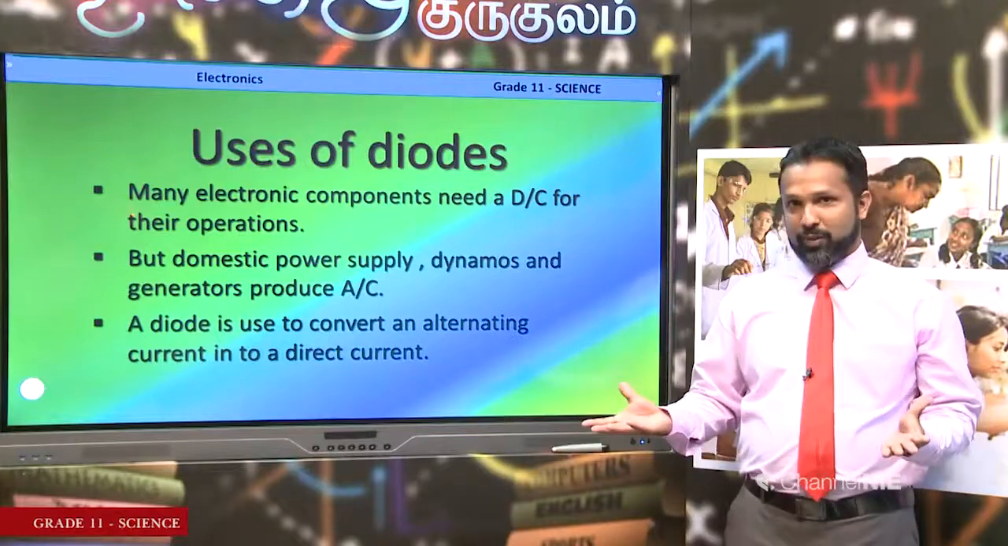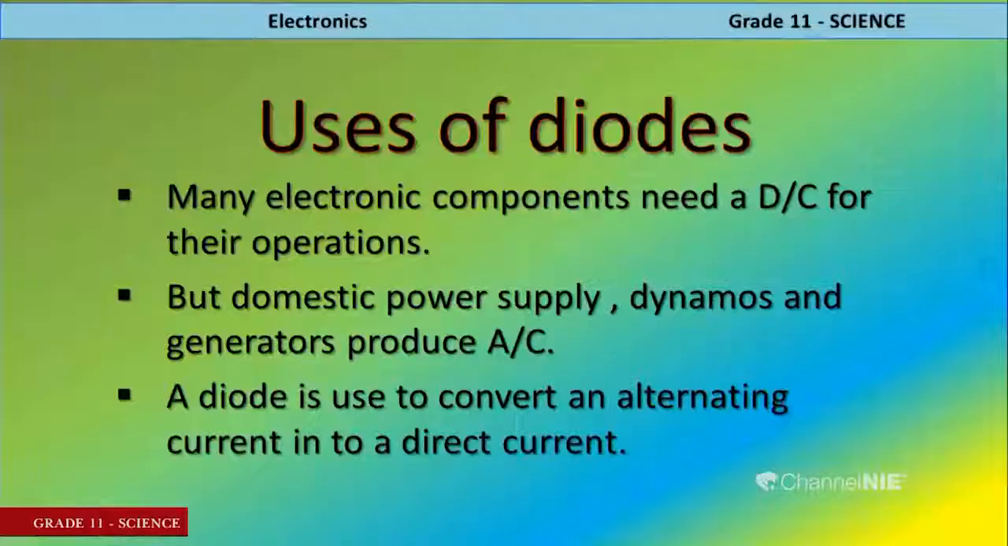Where do we use diodes, my dear children? Many electronic components need a DC for their operations, but the domestic power supply we obtain from the national grid consists of AC current. Domestic power supply, dynamos and generators produce AC current. AC means alternating current. DC means direct current. A diode is used to convert an alternating current into a DC current.